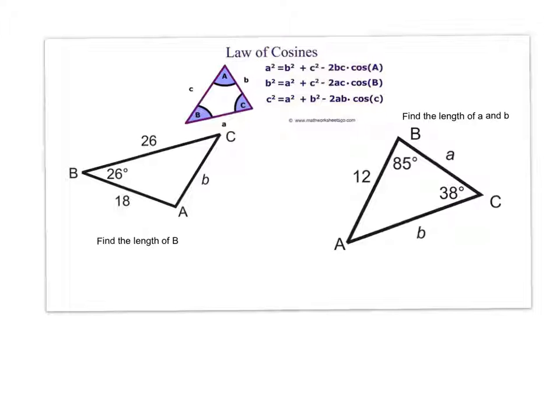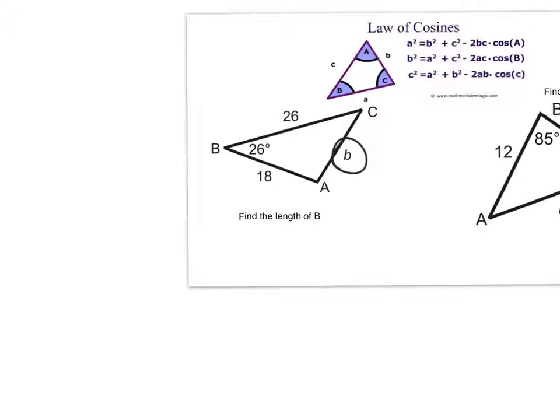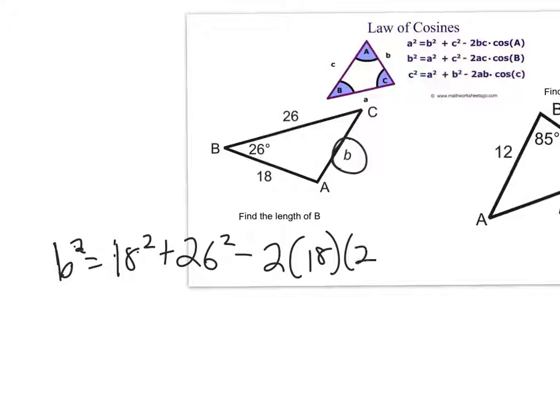Now, once again, I'm trying to figure out this length B. It's a similar setup to the one before. I can keep the law of cosines up there so I can have it. It's more about recognizing when I have to use it and knowing what to do here. So I'm going to take B squared, and that's going to be equal to 18 squared plus 26 squared minus double 18 times 26 and take the cosine of 26.